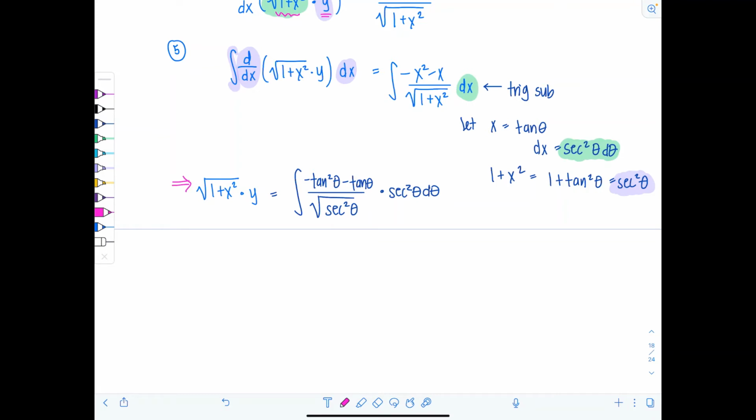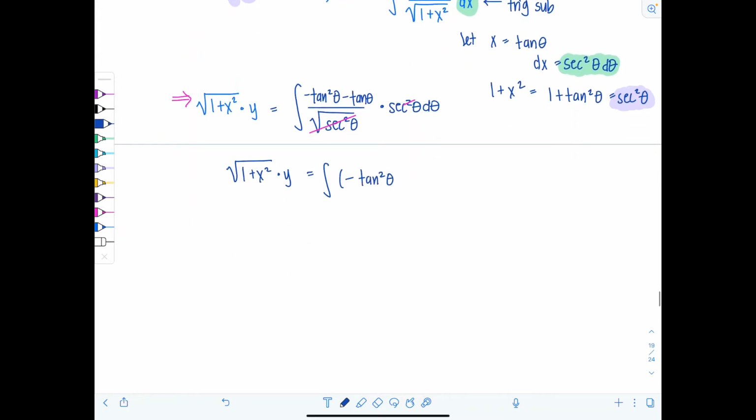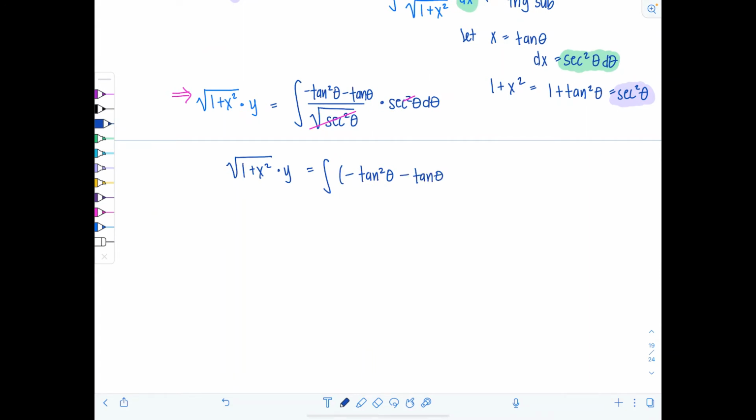Notice I have rad secant squared theta, which technically is the absolute value of secant theta, but remember we restrict theta to be in the appropriate quadrant so we don't have to worry about the absolute value. You don't have to write that out every time, just know that that's what's going on. So this will cancel because that's just secant theta to the first power now, and that's going to cancel with one of these secants, okay? Let's see, are things looking better? So we've got rad 1 plus x squared times y equals integral. This is negative tangent squared theta minus tangent theta times secant theta d theta.